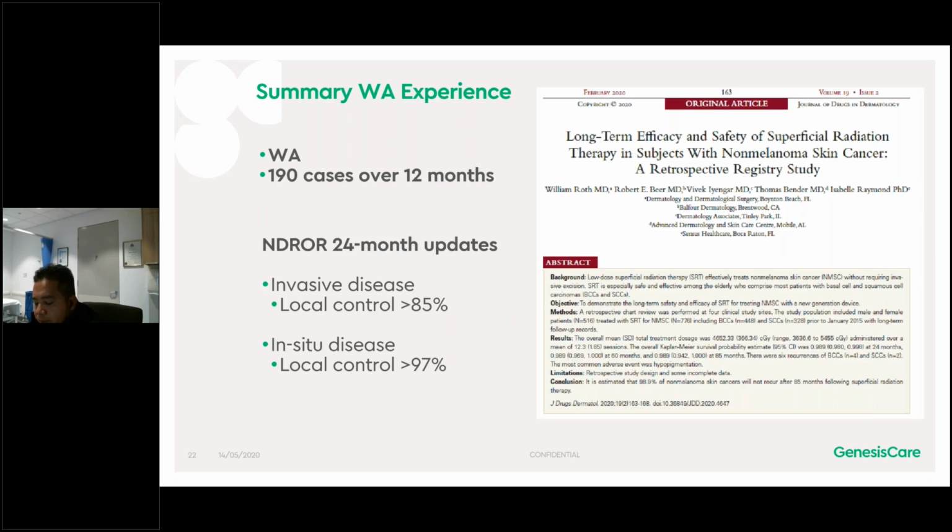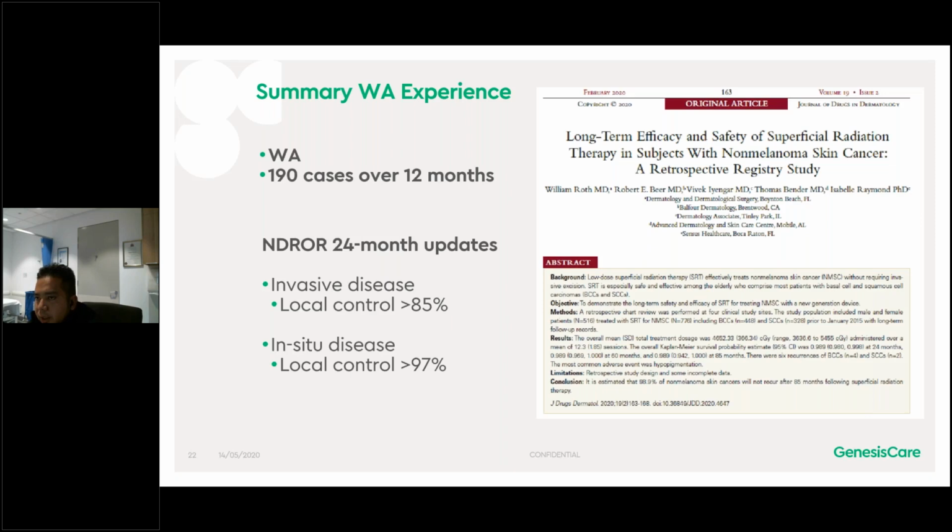In Western Australia alone, being in Joondalup, Wembley, Fiona Stanley, Mandurah and Bunbury, 5 sites there, we have done over 190 cases over a year, and so far, obviously, we are still monitoring the outcomes, including the patient that I've shown you before.